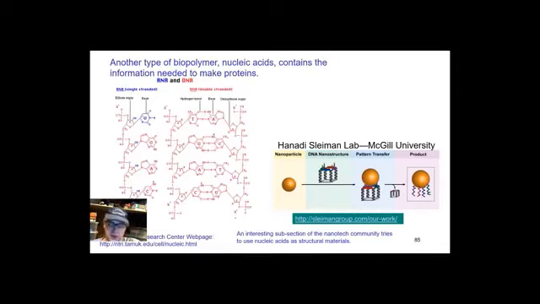Anyway, in addition to the proteins are the nucleic acids. There are RNA type and DNA type. The DNAs here are actually shown as double-stranded, so they're in a helical form.